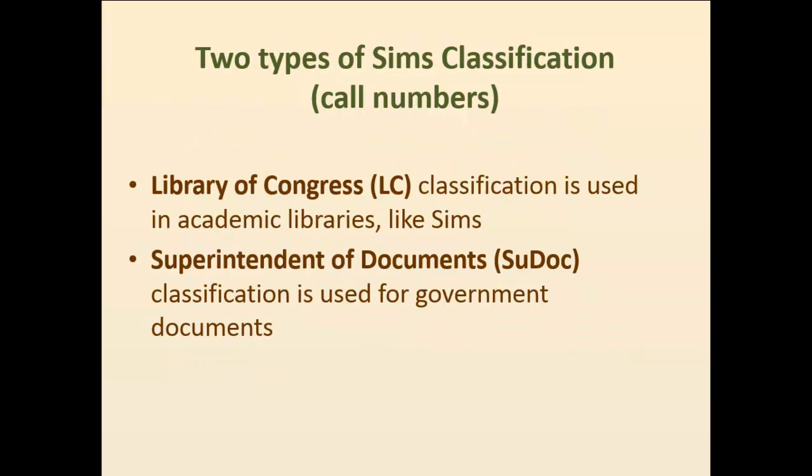We have two types of Sims classification or call numbers. We have the Library of Congress, or LC classification, and that is what's mostly used in academic libraries like Sims. But we also have Superintendent of Documents, or SUDOC, and that is the classification that is used for government documents.